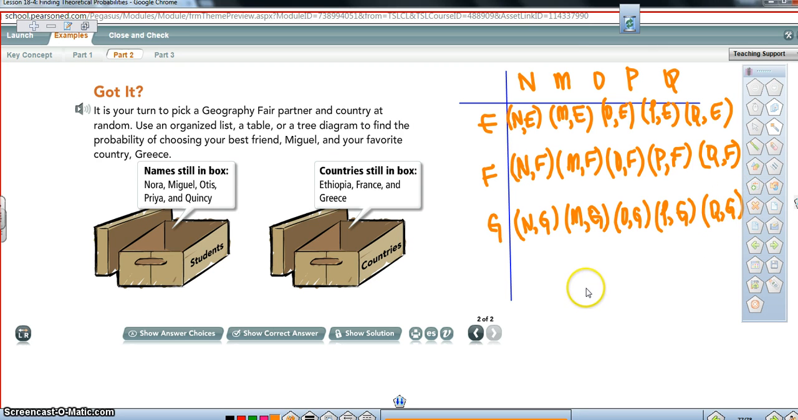Alright, so we want to know, what's the probability of choosing your best friend Miguel and your favorite country, Greece? If we want Miguel and we want Greece, there's only one chance for that to happen out of, let's see, 15 total chances. So the probability of getting Miguel and Greece would be 1 out of 15.